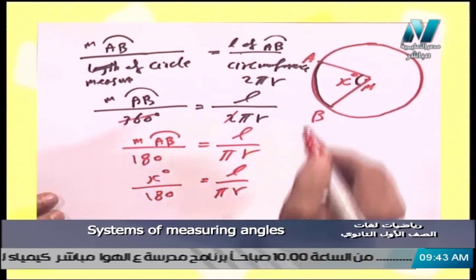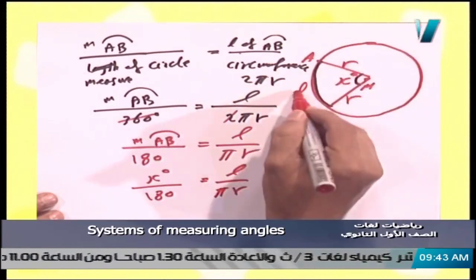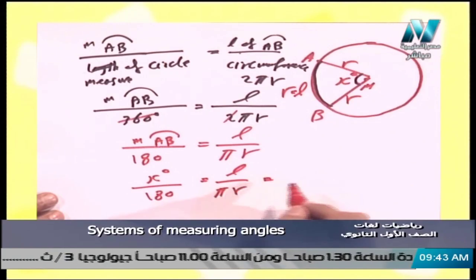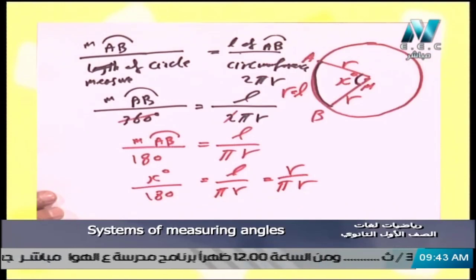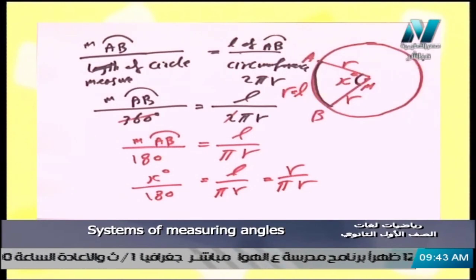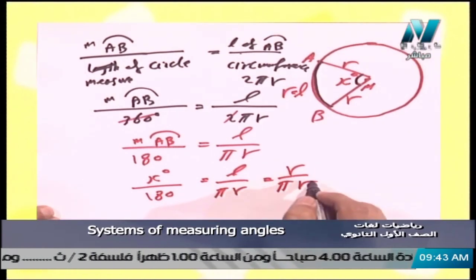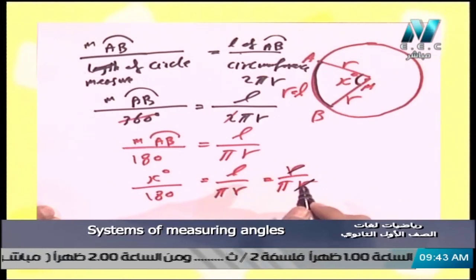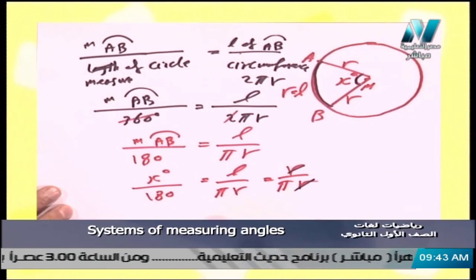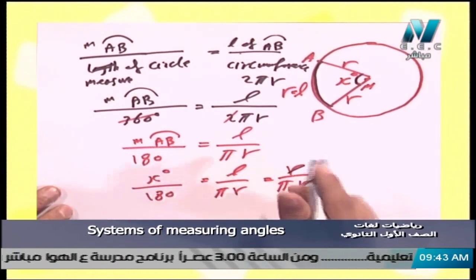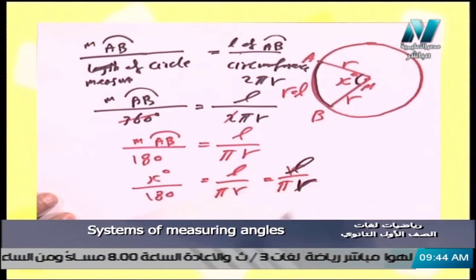And if L here equals r, then we will substitute L by r, from the definition of the unit of theta rad. Sorry, we will not cancel L, but still L over pi r here.